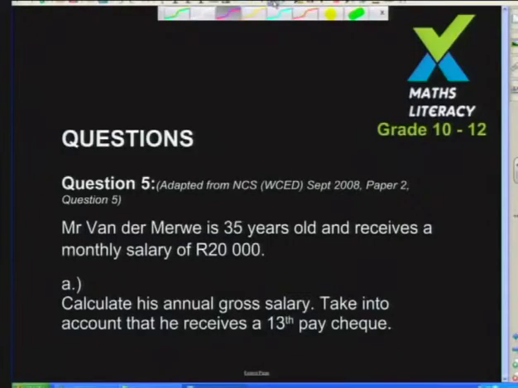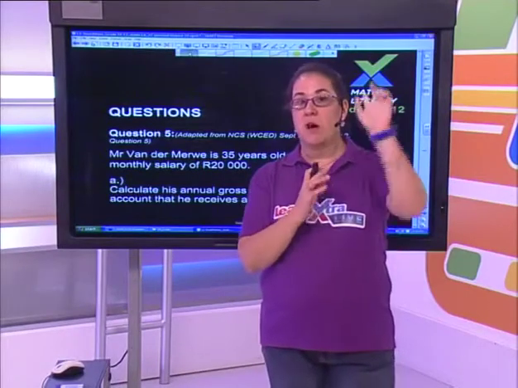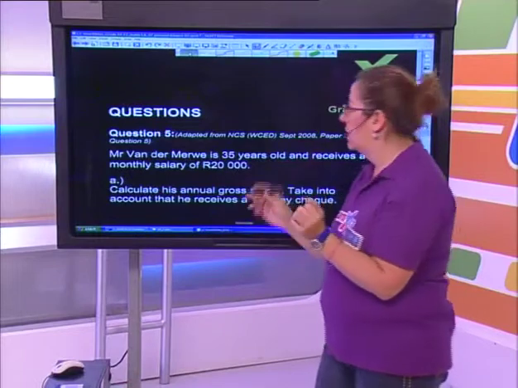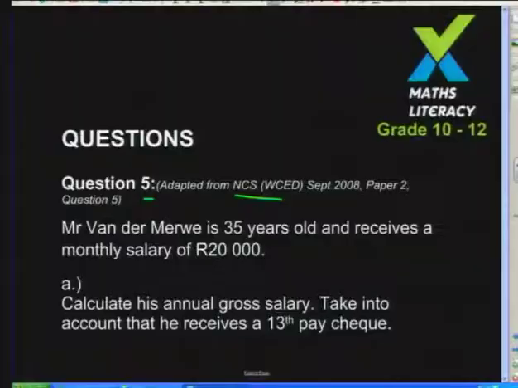So I'm going to go ahead to the matric question. Now, for all of you that wanted to still do, there was another question on tariffs. They're in the notes that are posted online, so you can do those calculations. So this is question 5. It's adapted from the NSC, the Western Cape paper of September 2008, paper 2, and it's question 5.